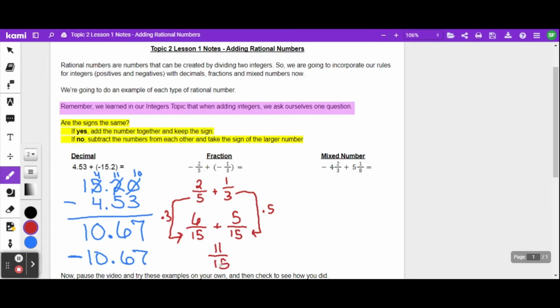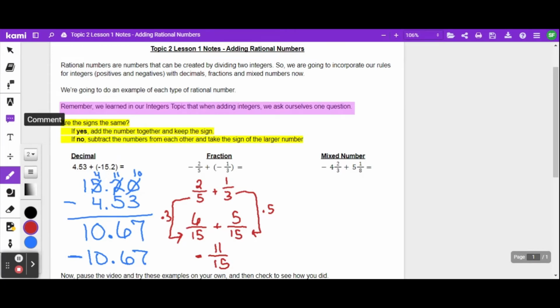And then since both of those fractions in the original problem were negative, I'm going to keep the sign, which makes this answer negative 11/15. Got to make sure we understand how to work with fractions, and we still have to be able to apply those integer rules from topic 1.